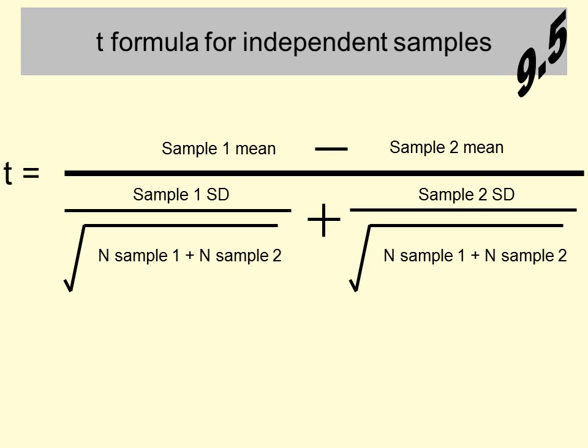Then we do the same thing for the second sample. We look at its standard deviation, that's for the people who did the second experimental condition. Again, we divide that by the square root of all the people in the experiment, and then we add together our two parts of the standard error estimate. That gives us our standard error that we can divide the effect size, or effect of the independent variable, by.